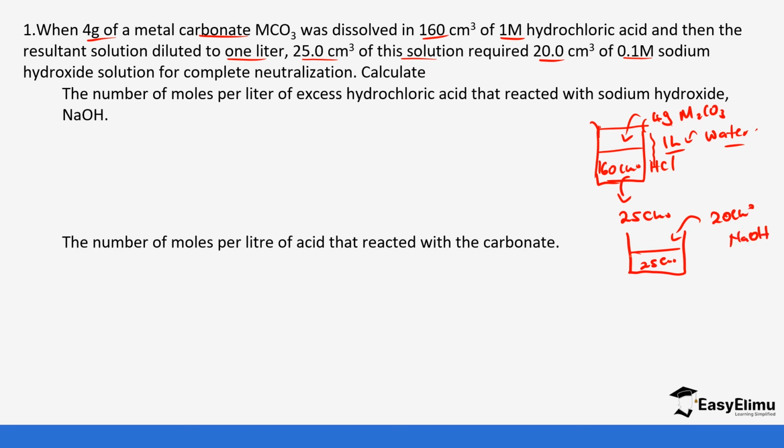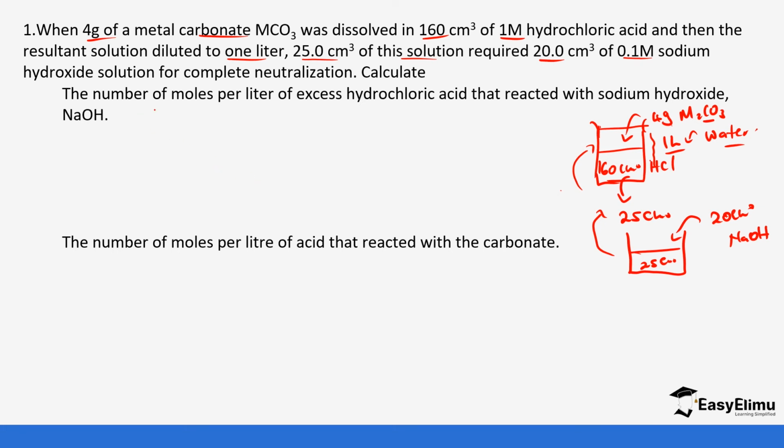So we are just going to go back. We'll look at how much of the acid reacted with sodium hydroxide in the 25 centimeters cubed. We get the moles of the acid, but now we are going to go back and equate those moles to the ones in the 1 liter. So we get the amount that reacted with the carbonate. Basically, we are just going back instead of going forward. So we will start with the sodium hydroxide, from what we know.